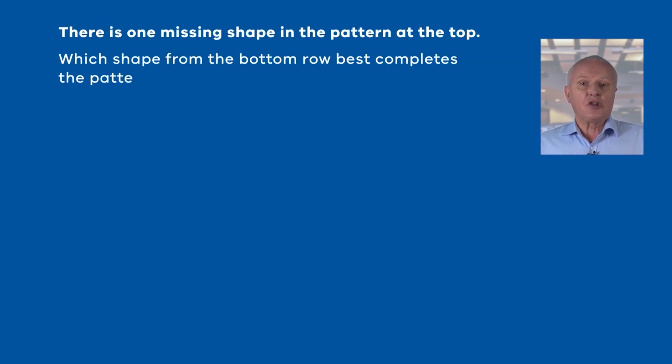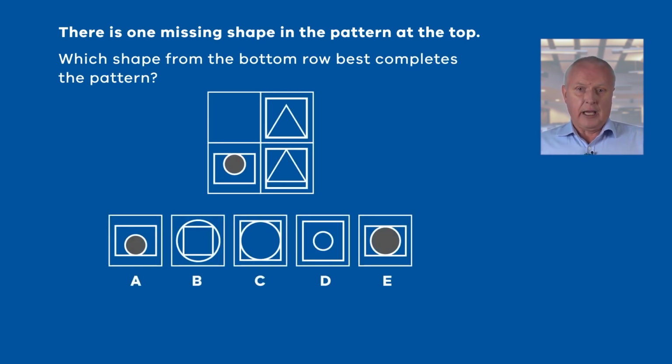This is the last type of question we are going to look at. In this type of question, you will see 3 shapes in a frame with 1 shape missing. You need to choose one of the 5 alternatives that best completes the pattern. Again, let's observe the details in the shapes.